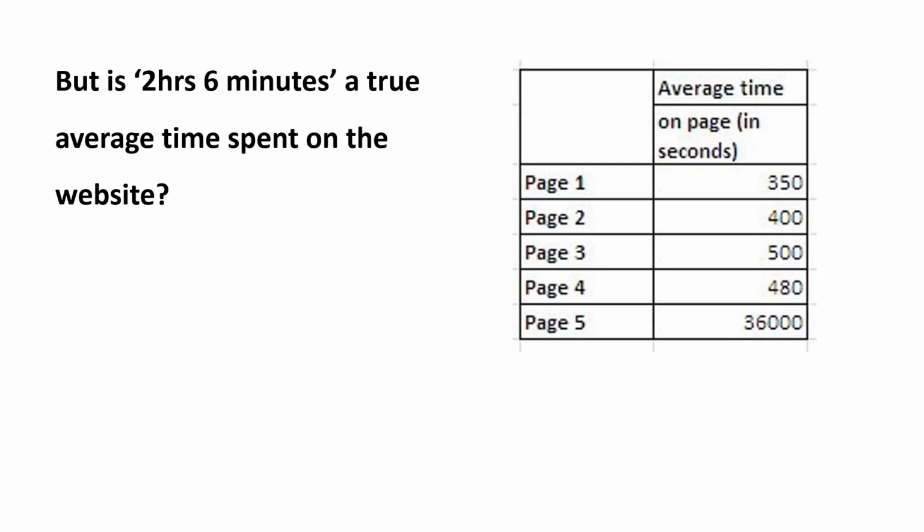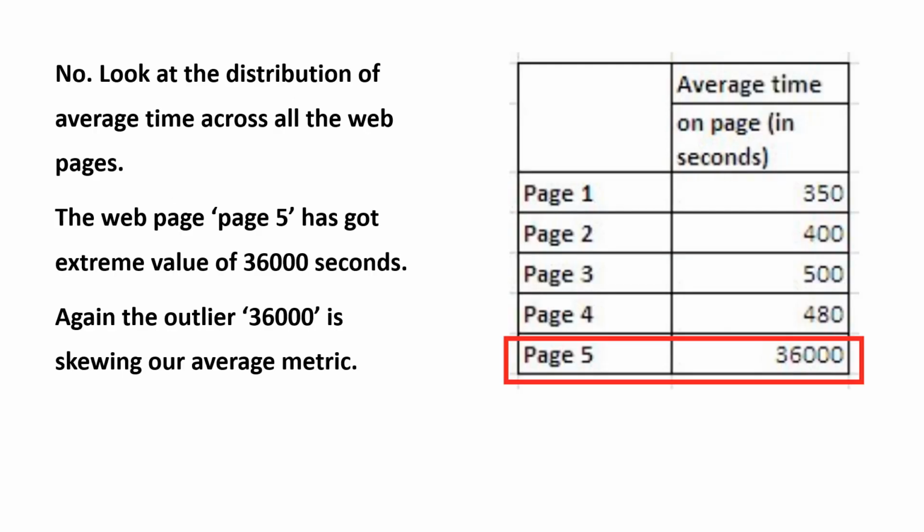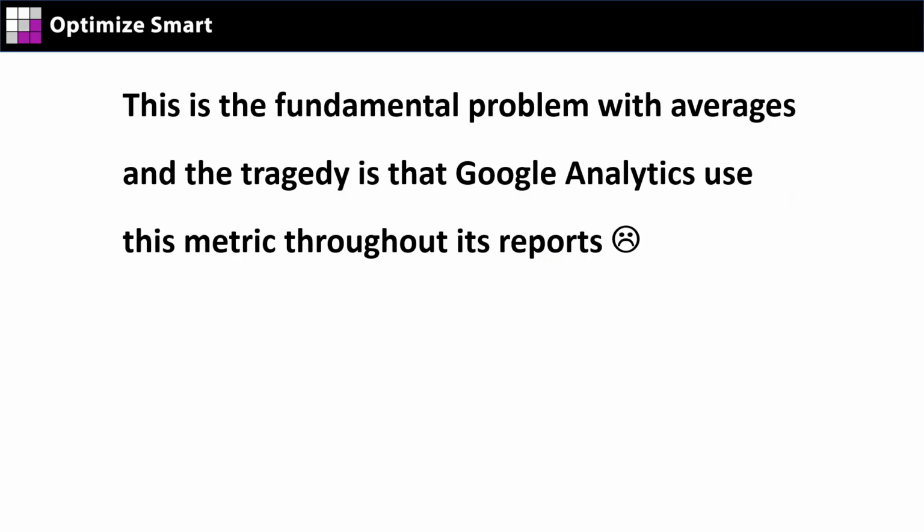But is 2 hours 6 minutes a true average time spent on the website? No. Look at the distribution of average time across all the web pages. Web page 5 has got an extreme value of 36,000 seconds. Again, the outlier 36,000 is skewing our average metric. This is the fundamental problem with averages, and the tragedy is that Google Analytics uses this metric throughout its reports.